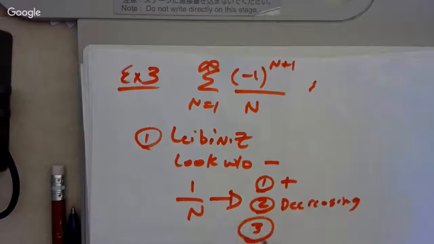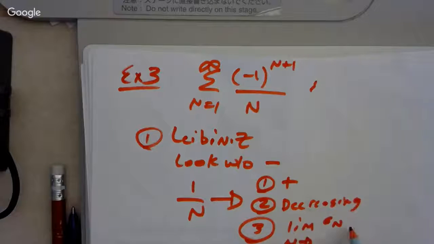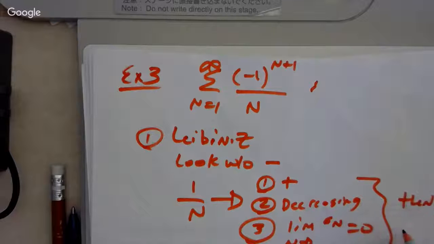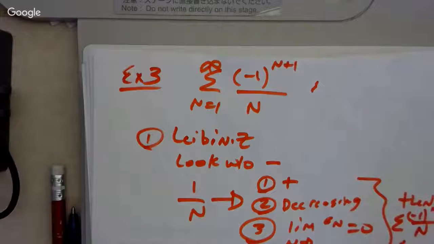And 3 is the limit of a_n as n goes to infinity equal to 0. If it is all 3, then the sum of (-1)^n a_n converges. Then you just got to figure out, is it conditional or is it absolute?